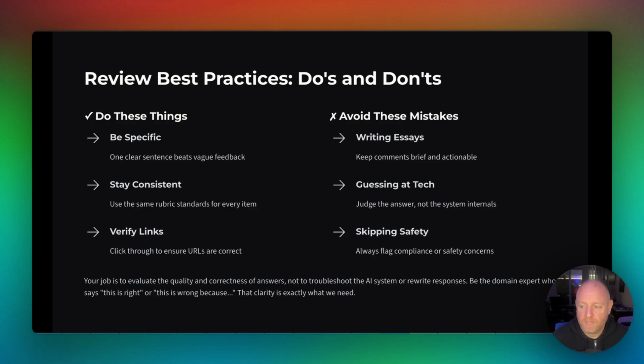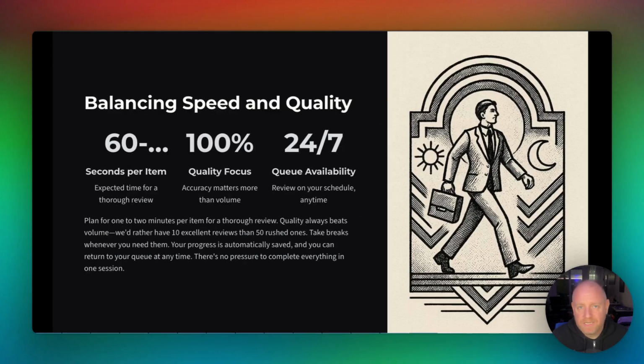And don't skip on safety. If you see any compliance or safety concerns, anything that might be harmful to the company or anything else, please flag those. And honestly, you need to spend at least one or two minutes per item for a thorough review. You want to go in, look at it, and read it. Quality is always going to beat quantity. I would rather you have 10 excellent reviews than a bunch of rushed ones, because this is the data that your AIs learn from.